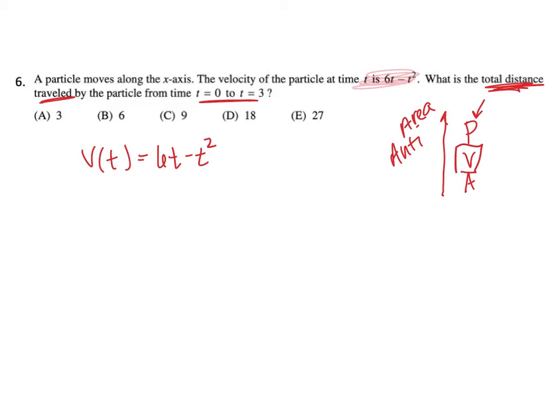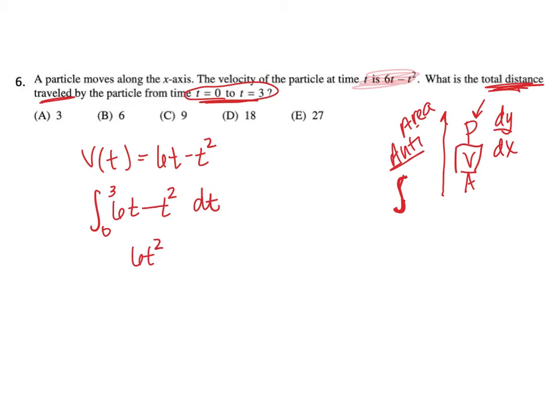So remember, this was our derivative, dy dx, but the antiderivative, an application of that was area, which is our integral. So really we could integrate 6t minus t squared from 0 to 3 dt, and that would give us our position. So let's see what we're going to have: 6t squared over 2 minus t cubed over 3, and we're evaluating that from 0 to 3. I would cancel that, and so that's going to be 3 times 9 minus 27 divided by 3 minus 9.